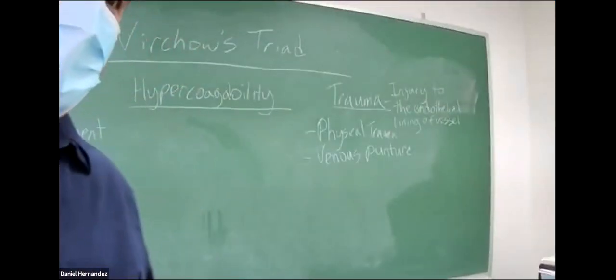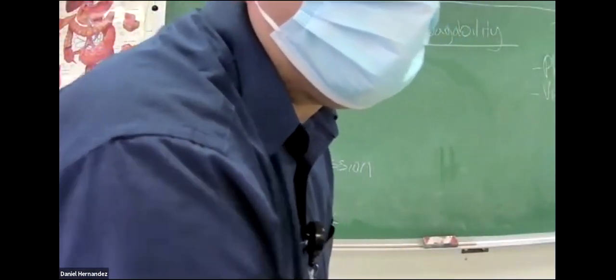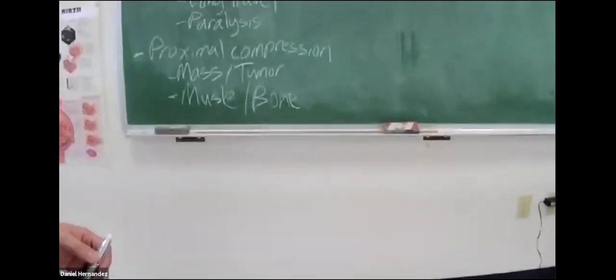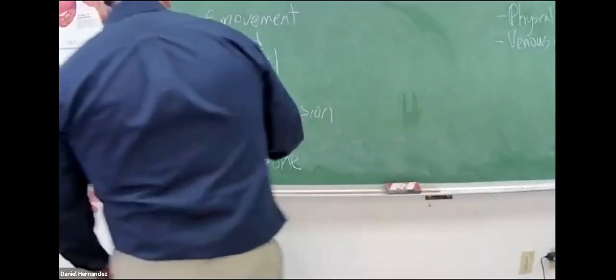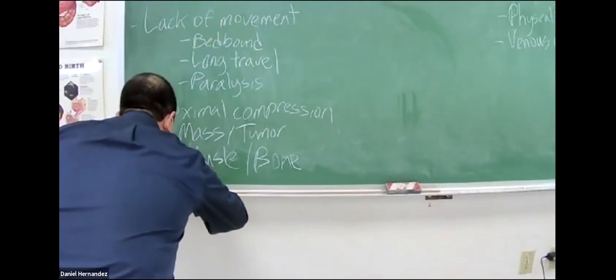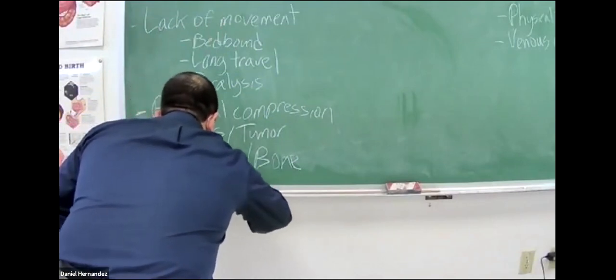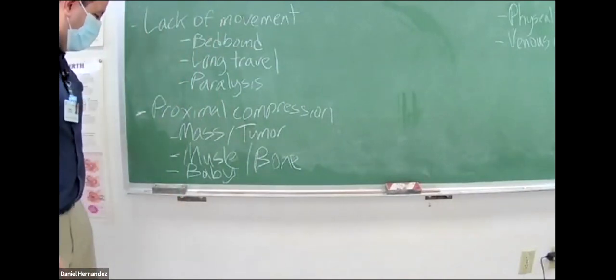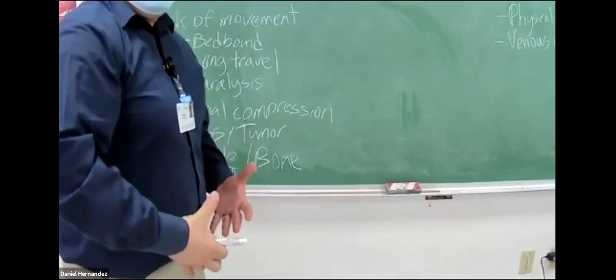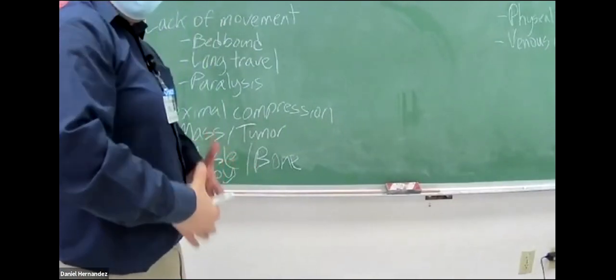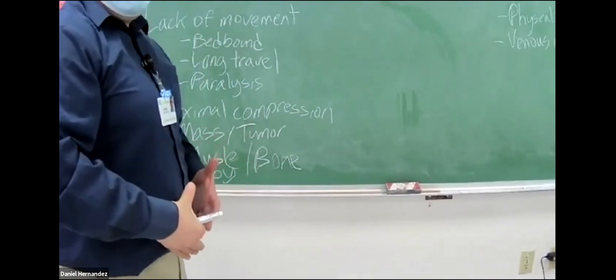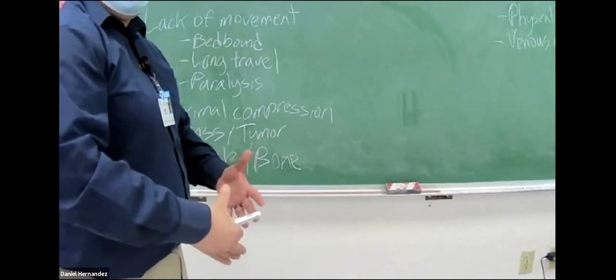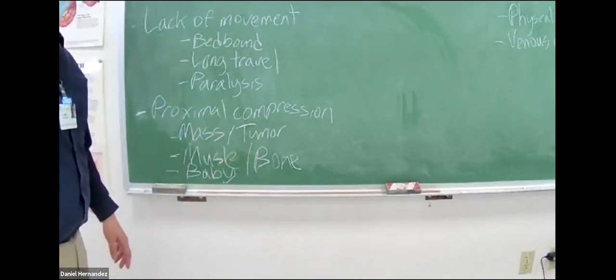Well, I actually thought of one more for stasis under proximal compression. We can put under here a baby. This is actually a common occurrence, so we'll get into that a little bit more. But pregnancy, with the baby growing inside the mother, will actually cause proximal compression because it's sitting over that inferior vena cava. It's sitting over the common iliac. So as that baby grows, it can compress those vessels and cause proximal compression.